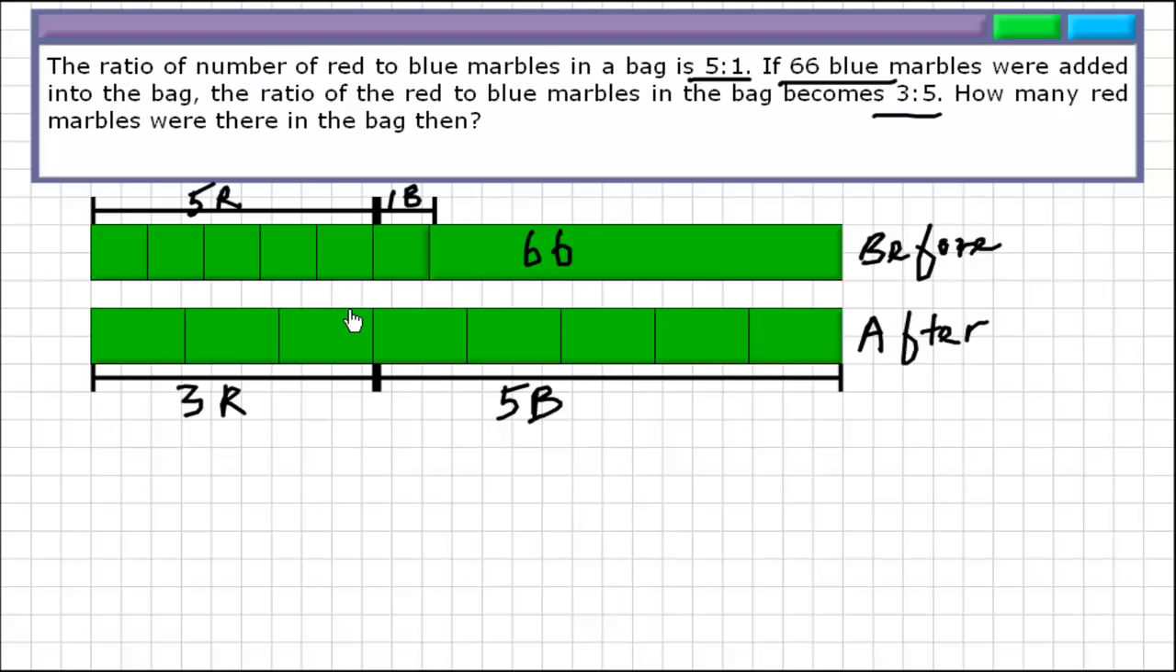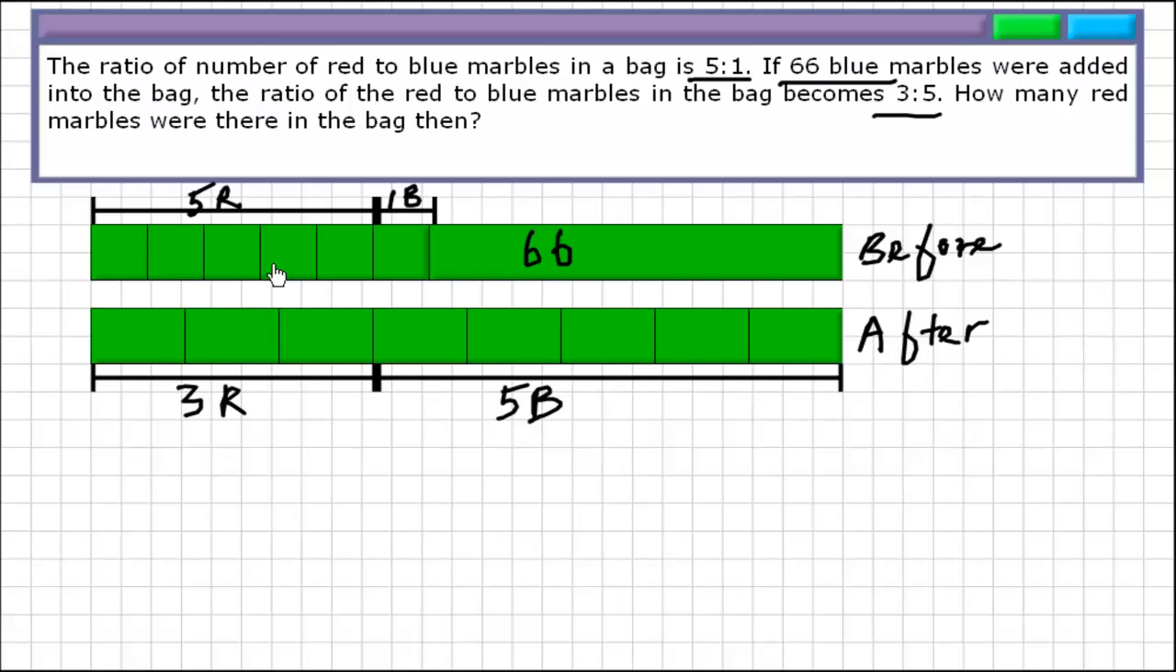In order to solve this problem, we need to make the total number of parts on both models equal so that we can relate 66 to the number of parts of each model and find the value of 1 unit of the parts. So the first thing we need to do is to make the total number of parts in the before model on the red section here equal to the total number of units on the after model of the red section. So how do we do it?